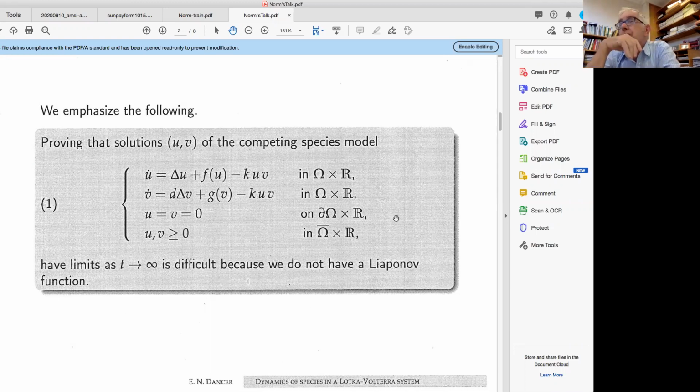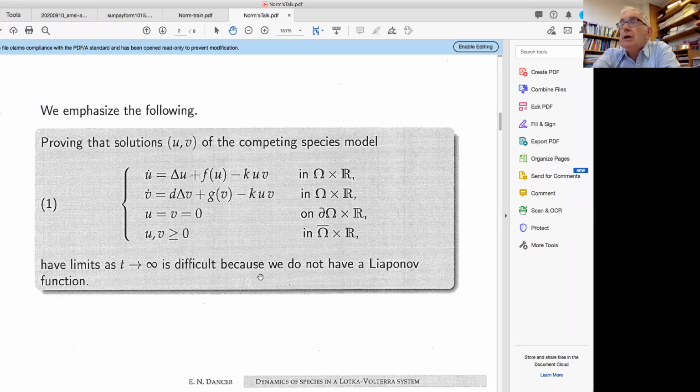Now, as I said, this is really a very standard competing species model. I've just lost my track here. And as I said, what we would like to prove is that both components have limits as t tends to infinity. Notice the assumptions I've made. It's easy to prove that u and v stay uniformly bounded. So that's not a problem. They don't blow up at all.